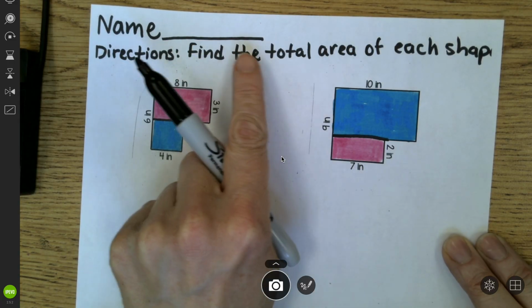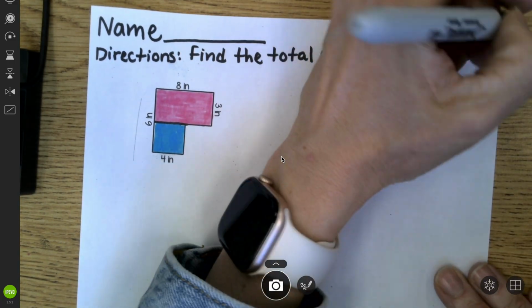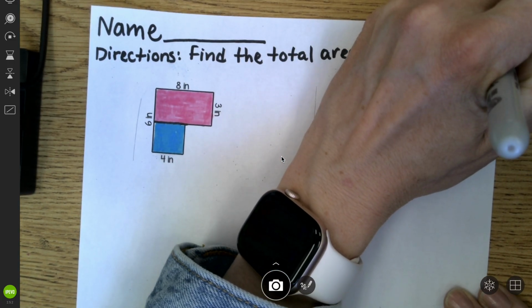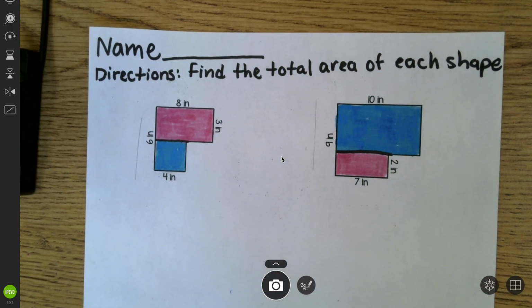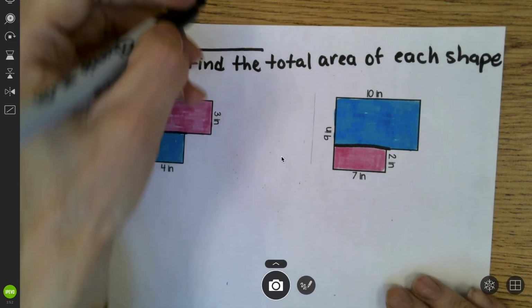So it says directions. Find the total area for each. It should say shape, it got cut off a little bit, right? Without the E, it would say shap. We need the E at the end to make the A say its name. Find the total area for each shape. Name on the top.